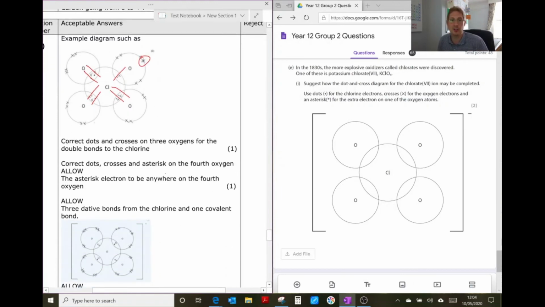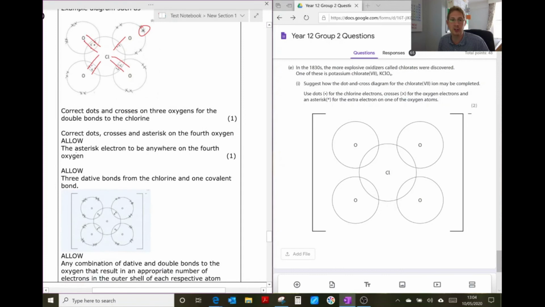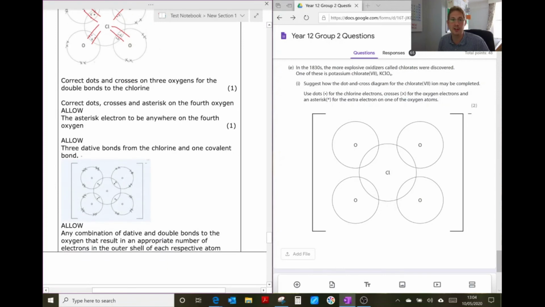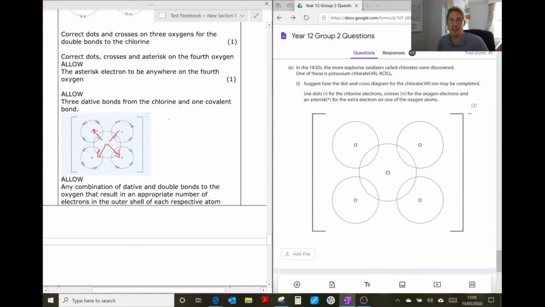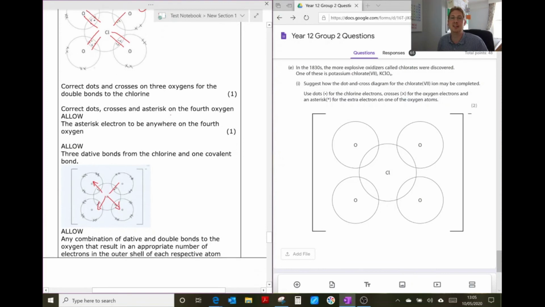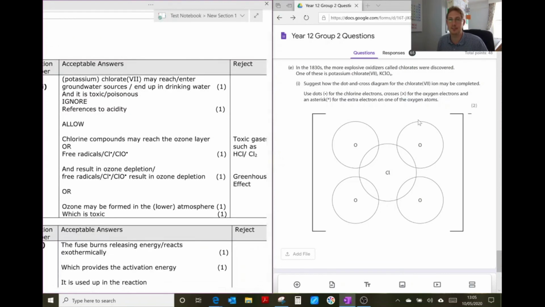Correct dots and crosses on 3 oxygens for the double bonds to the chlorine. Allowed dots, crosses and asterisks on the 4th oxygen. Allowed the asterisk electron to be anywhere on the 4th oxygen. A lot of people, 3 dative bonds from the chlorine. This is absolutely fine. So we've got 3 dative bonds here and then a final single bond to that oxygen. All of that was acceptable. Lots of people getting full marks, lots of people getting 0 because they made 2 careless mistakes.